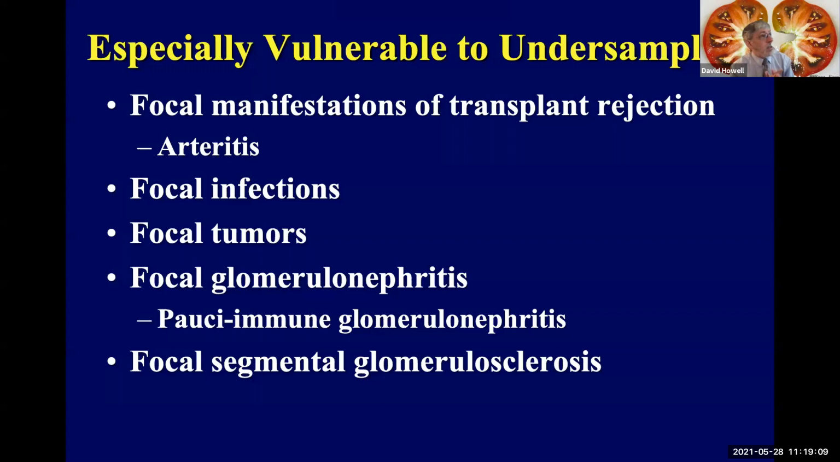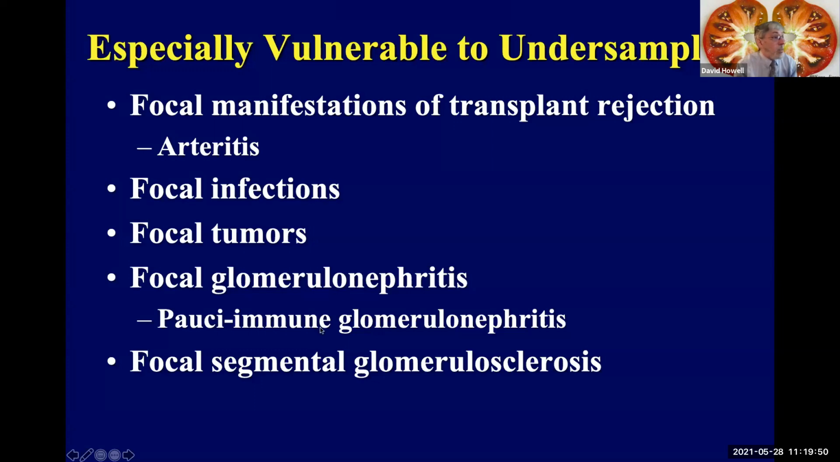This is a little short list of diseases that are especially vulnerable to undersampling and particularly hard to analyze in a small biopsy. So intimal arteritis in transplant biopsies can be very focal and easy to miss on a limited tissue sample. Infectious processes and tumors are often very focal. Parenthetically, there is an infection in renal transplants caused by BK polyomavirus that tends to center mostly or preferentially in the medulla rather than the cortex, although you can also see it in cortex. So a sample that's got a lot of medulla is really good for diagnosing polyomavirus-associated nephropathy.